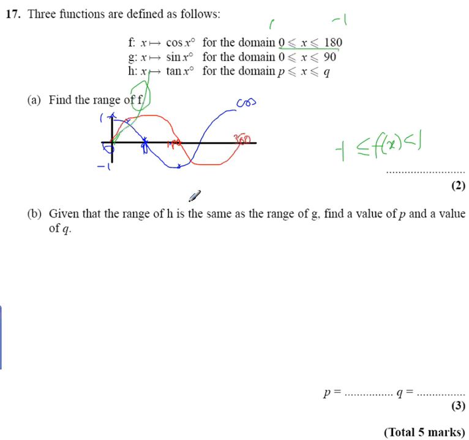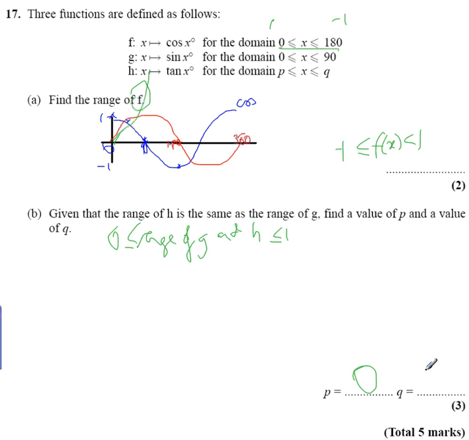Given that the range of h, that's the tan x, is the same as the range of g, which is the sin x, find a value of p and a value of q. So sin x between 0 and 90 goes from 0 up to 1. You can type in values on your calculator and see that it goes from 0 to 1. So the range of g and h is between 0 and 1. Then we need to work out for what values tan x goes between 0 and 1. Well, tan of 0 is 0, as we said. And when sine and cos are equal is at 45 degrees. So p to q can be thought of as 0 and 45.